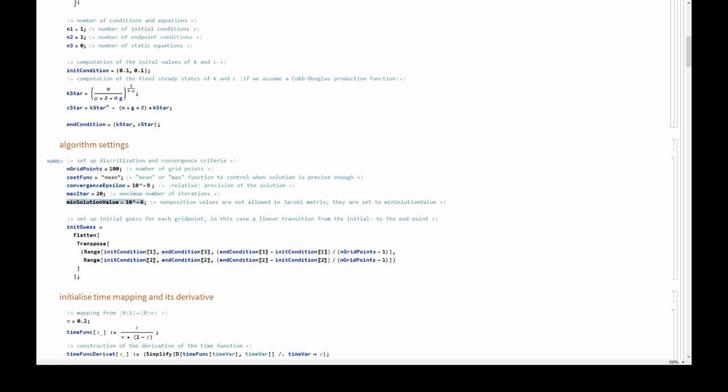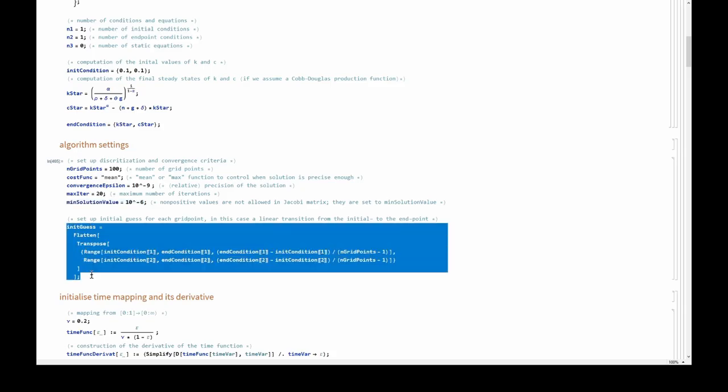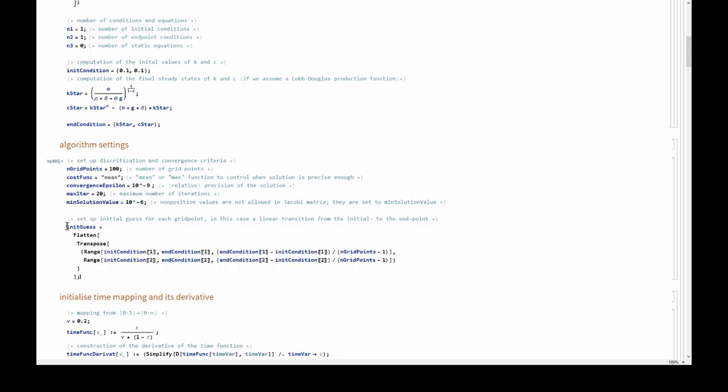Finally, we set the initial guess. So the initial guess of the convergence behavior: we have the starting condition, the endpoint condition, and the initial guess is what we think is the optimal transition. This is just some solution for every time point. In our case, I set it up as a linear transition path. You will see later what I mean by that.